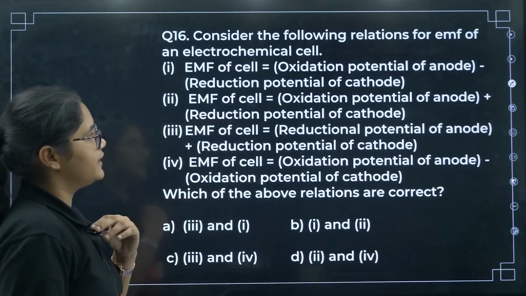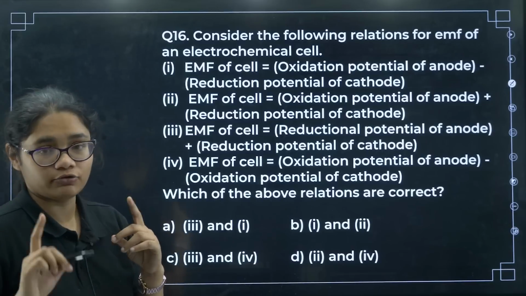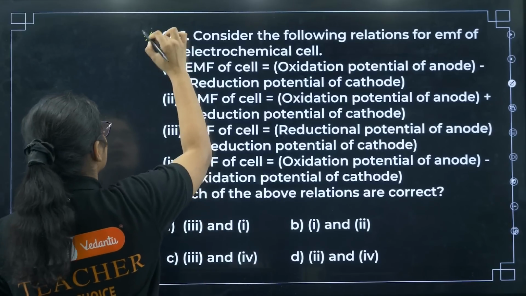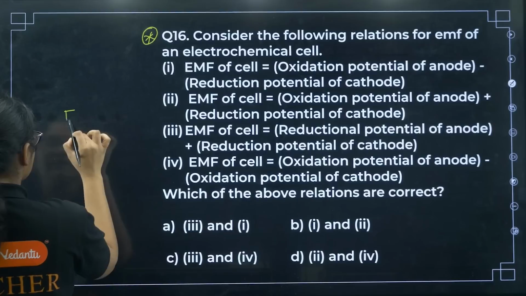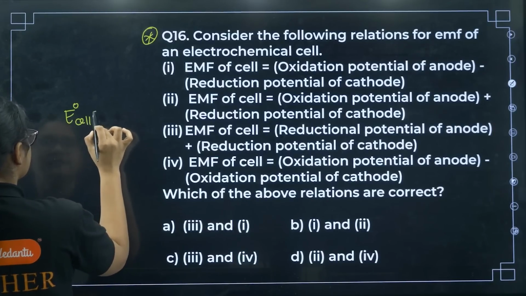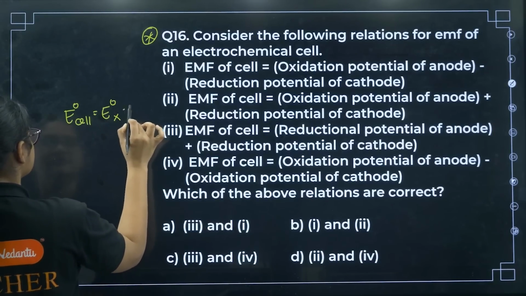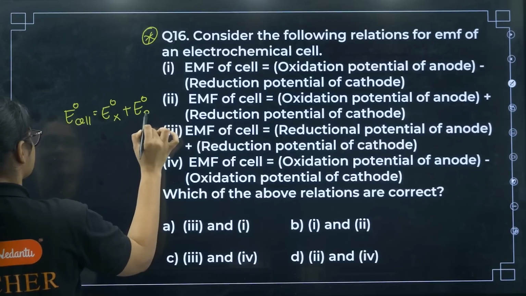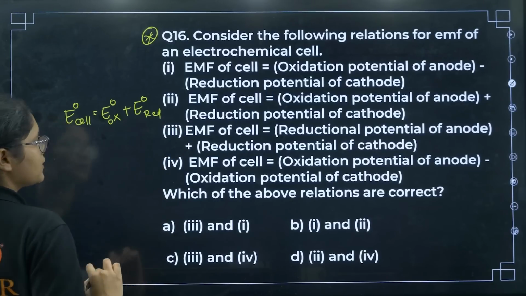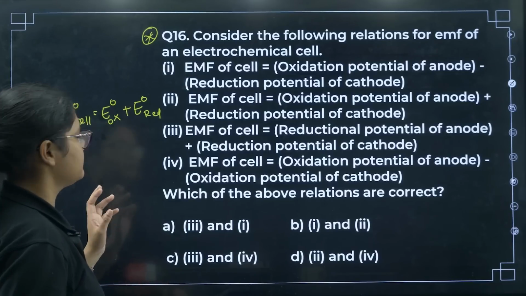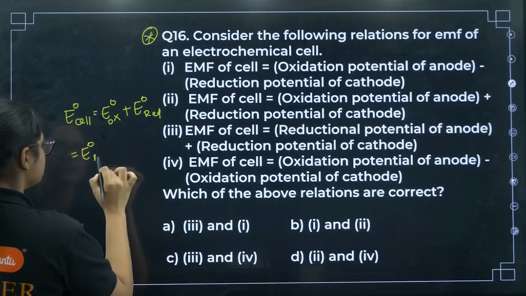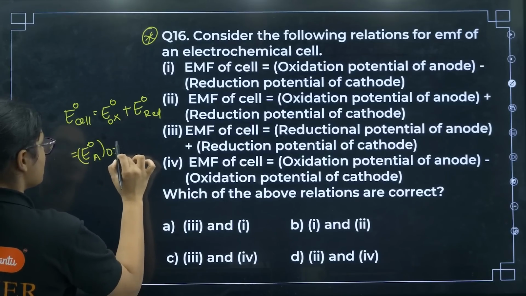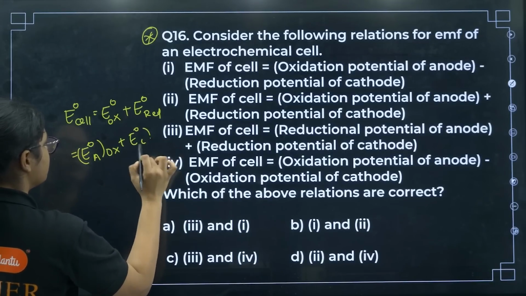Okay, next moving to question number 16. Consider the following relations for the EMF of an electrochemical cell. This is also a very important question. See, you should know that E0 of a cell is equal to E0 of oxidation plus E naught of reduction. Clear? E naught of oxidation plus E naught of reduction. Or I can write E naught of anode, which undergoes oxidation, plus E naught of cathode, which undergoes reduction.